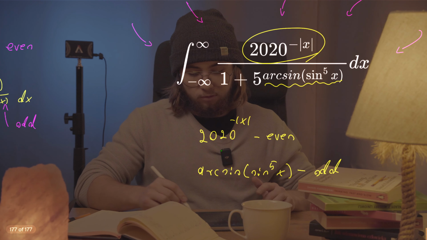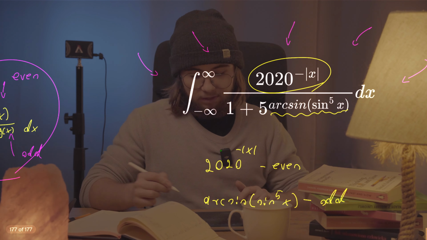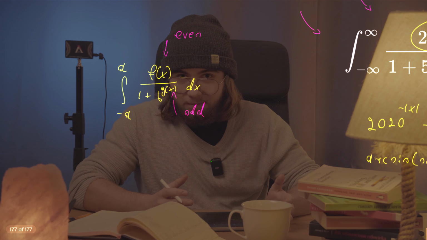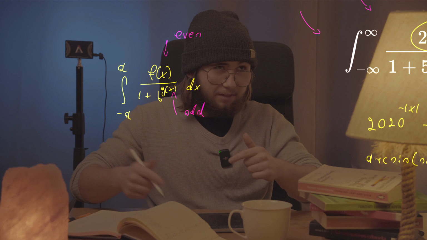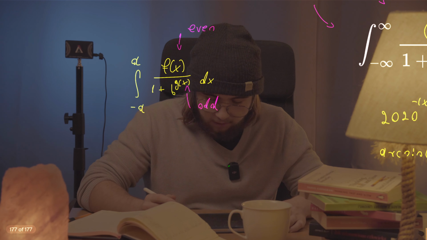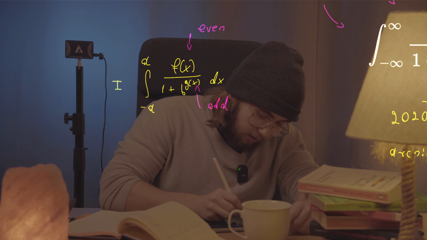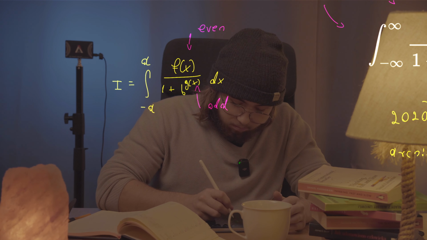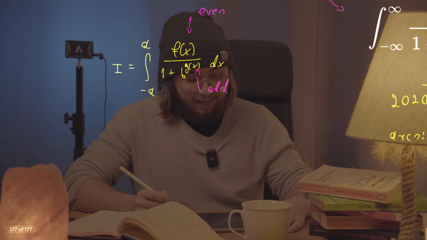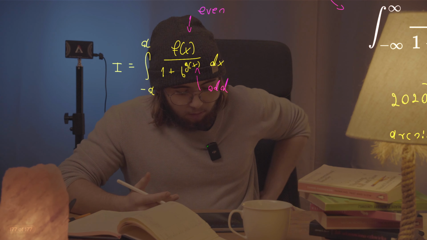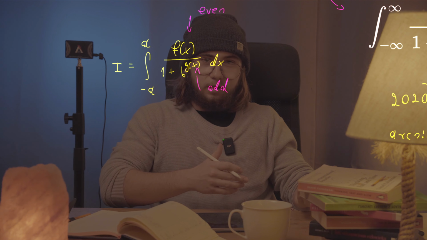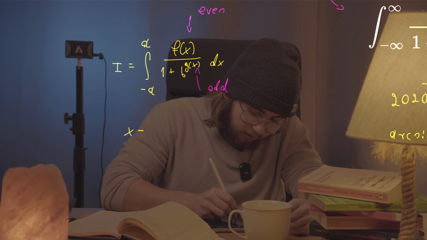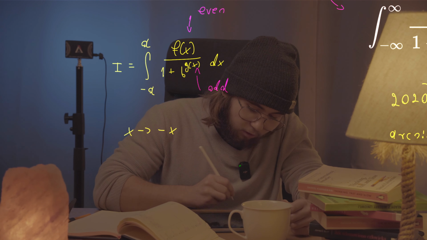You probably already see the resemblance between this and the original problem statement. It is pretty much the same, just with f of x equal to 2020 to the negative absolute value of x, and that arcsine as the g of x. First of all, I would like to denote this integral as I, just for clarity's sake. Now, let's use the properties of those functions that we know, that f is even and that g is odd, and let's make a substitution of x changing into negative x.